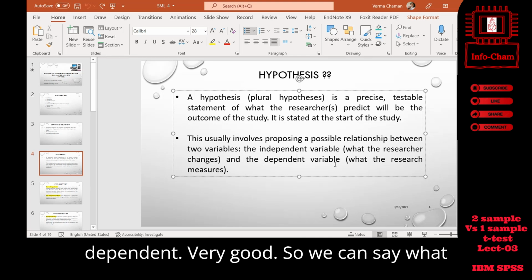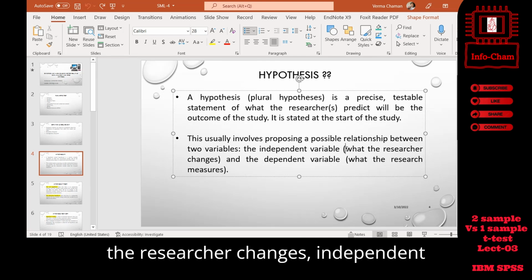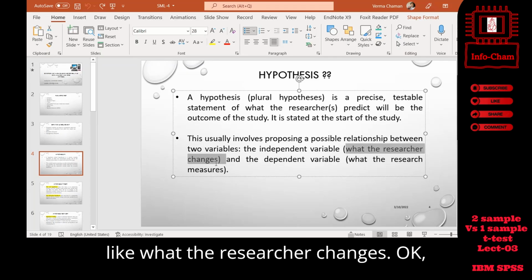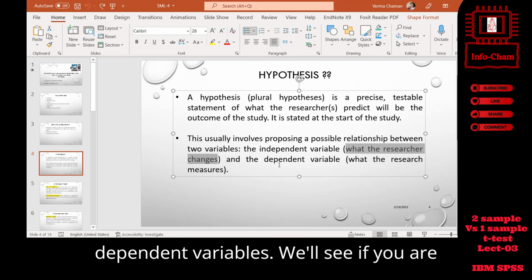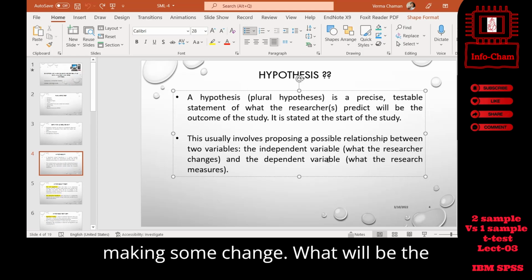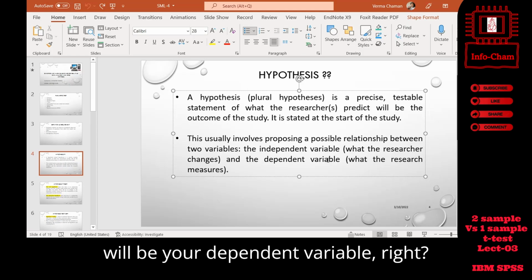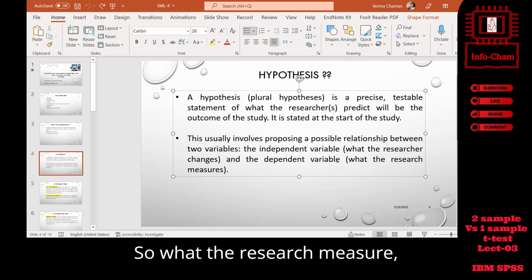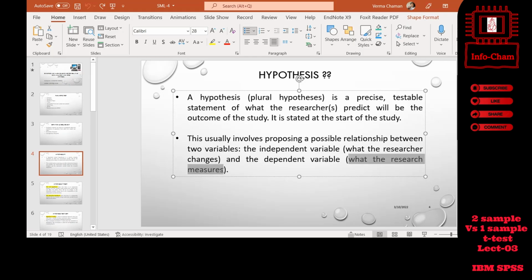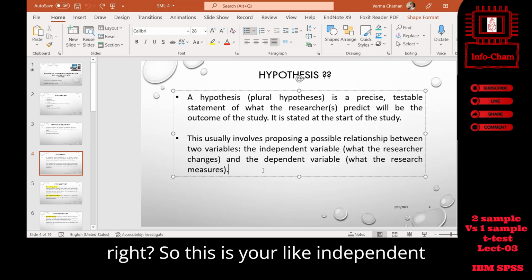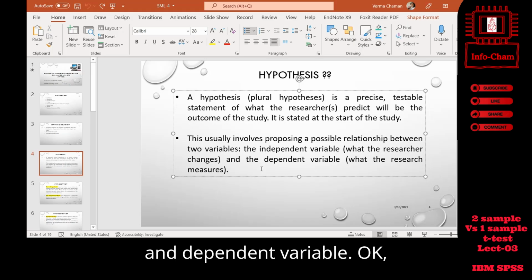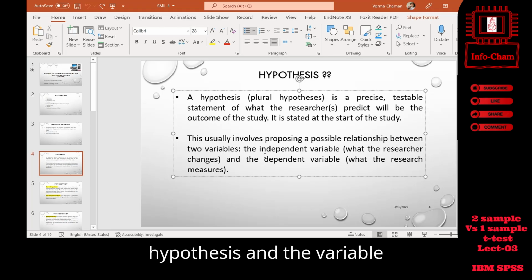Very good. So we can say independent is what the researcher changes. Dependent variables: if you make some change, what will be the value of the dependent variable? What will be your dependent variable, right? So it is what the researcher measures. So this is your independent and dependent variable. Okay, so is it clear to you, the hypothesis and the independent and dependent variables?